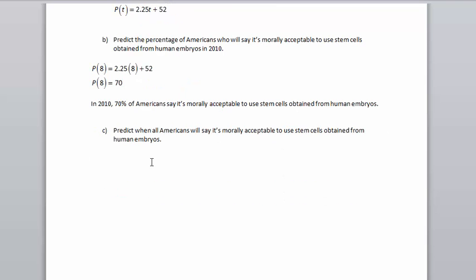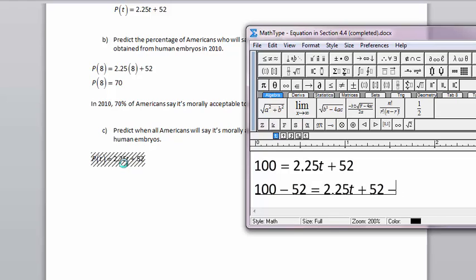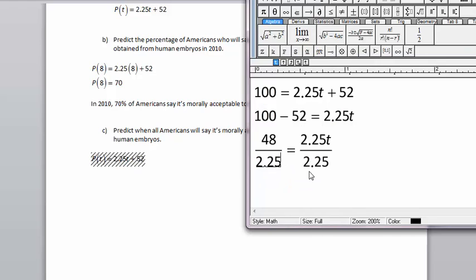In part C, we want to predict when all Americans will say it's morally acceptable to use the stem cells. All is going to represent the percentage 100%. So if I plug 100% in for p of t, I can solve for t. We'll start by subtracting 52 from both sides of the equation. That's going to give us 2.25t equals 100 minus 52, which is 48. And then to solve for t, we're going to divide both sides by 2.25.